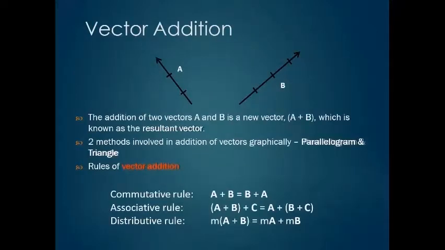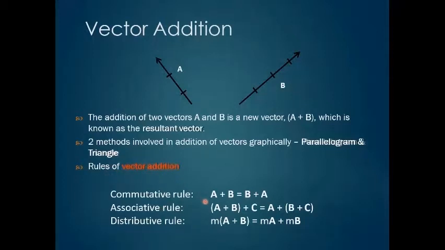So, in vector addition, the addition of two vectors, for example, vector A and vector B, will produce a new vector which is known as resultant vector. So, dalam addition of vector ni, dia ada two methods graphically, which is parallelogram and triangle. So, there are three rules in vector addition.